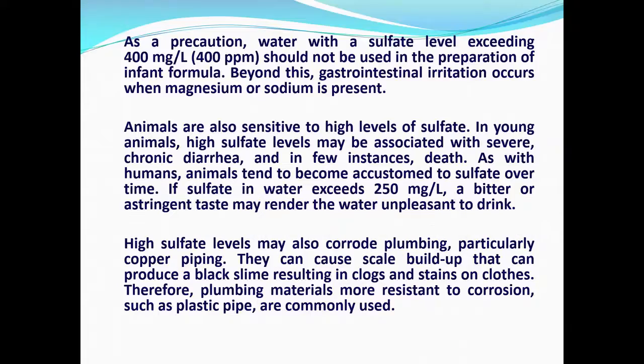They can cause scale buildup that can produce a black slime resulting in clogs, and it produces stains on the clothes etc. So, most of the plumbing materials are resistant to corrosion such as plastic pipe. So, to avoid that, people use plastic pipe, but it does not do away with the problem of sulphate.